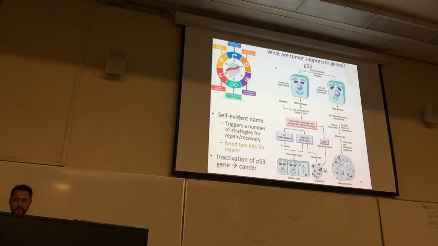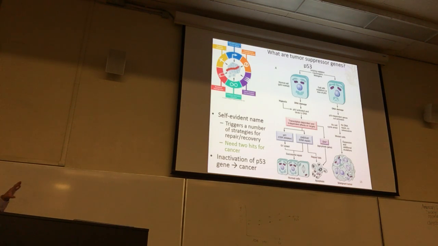P53 affectionately is referred to as the guardian of the genome. Okay? So the terminology guardian of the genome means that P53, when you have stress, and typically that stress, that damage, is going to take place from a number of different categories. Very commonly, it's actually hypoxia. Okay? Hypoxia will stimulate P53 upregulation.